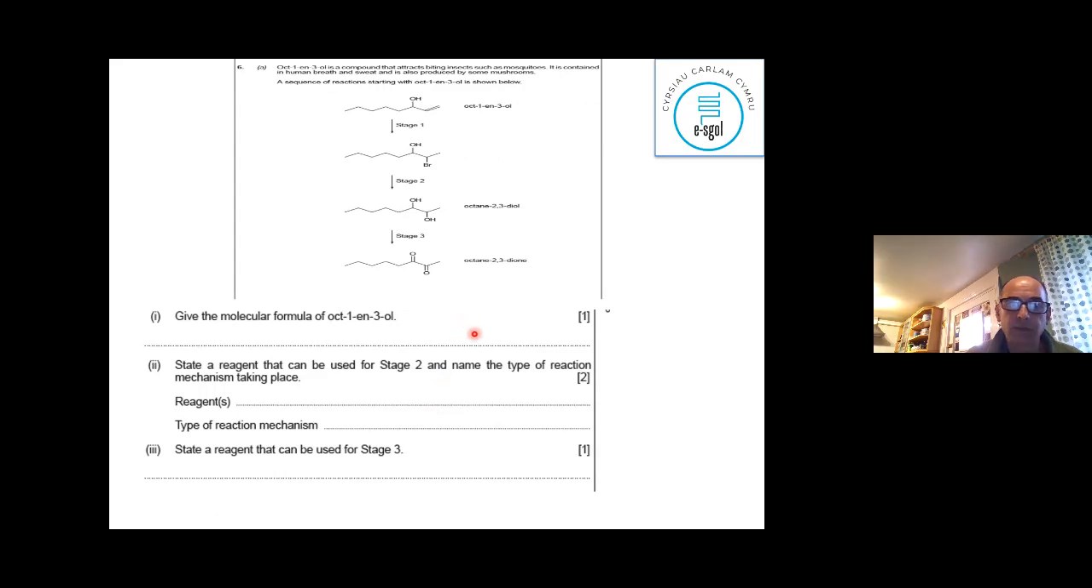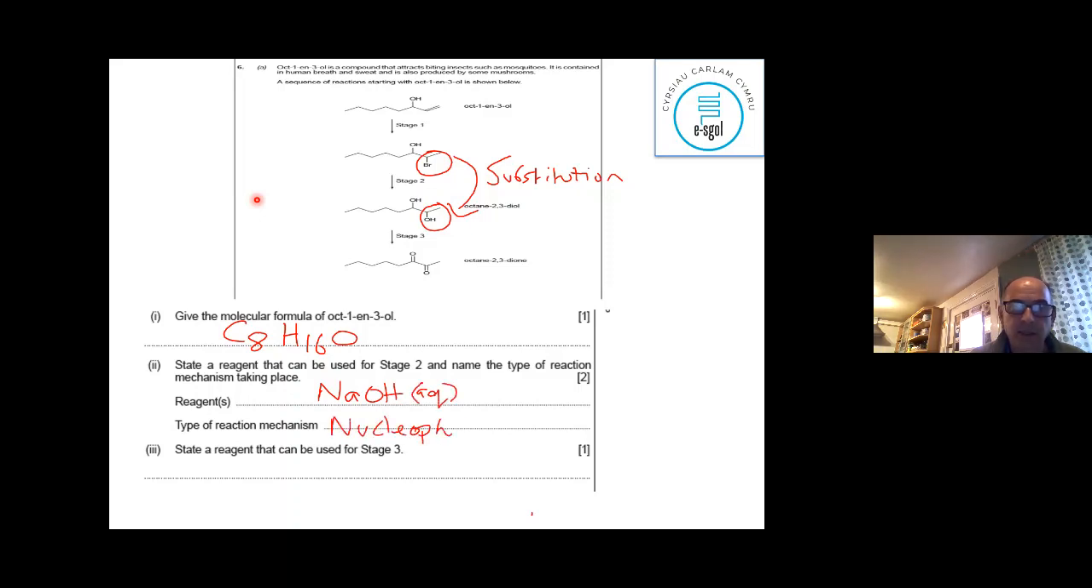Give the molecular formula of oct-1-en-3-ol. Obviously there's 8 carbons. If you looked at the skeletal formula there, it has 16 hydrogens and 1 oxygen. As I said, for that substitution reaction in the second stage, you would use sodium hydroxide, and the type of reaction is nucleophilic substitution. And the last stage, as I mentioned, you've gone from alcohols to carbonyl groups. You would use oxidation using acidified potassium dichromate.